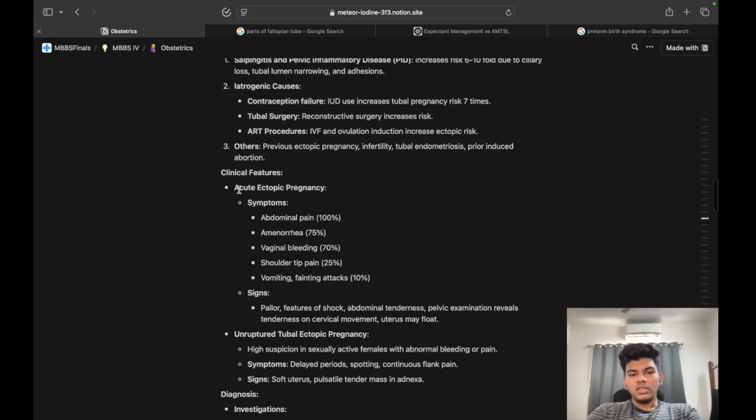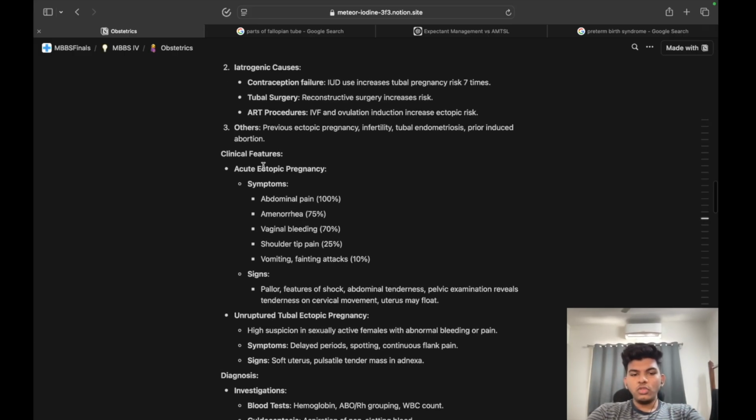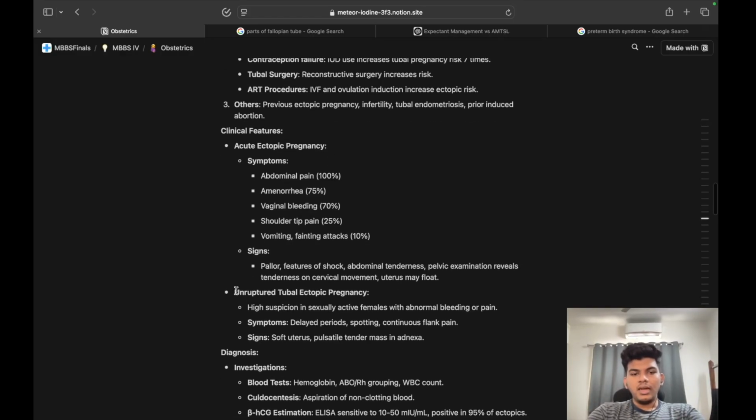Coming to clinical features, we have two major classifications over here: acute ectopic and unruptured tubal ectopic. For acute ectopic, there are symptoms and signs. Symptoms include abdominal pain, amenorrhea, vaginal bleeding, shoulder tip pain, vomiting and fainting attacks.